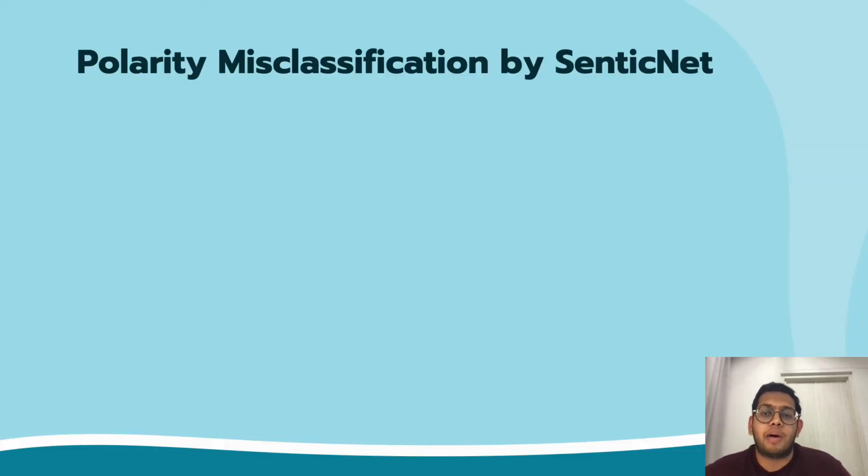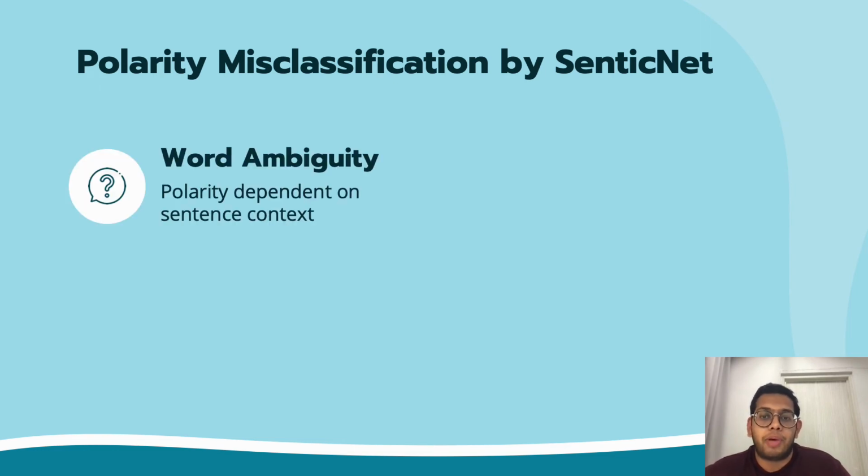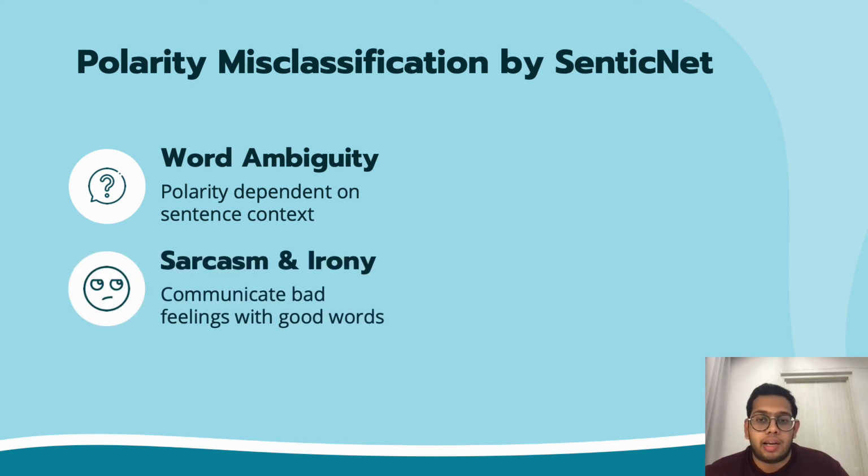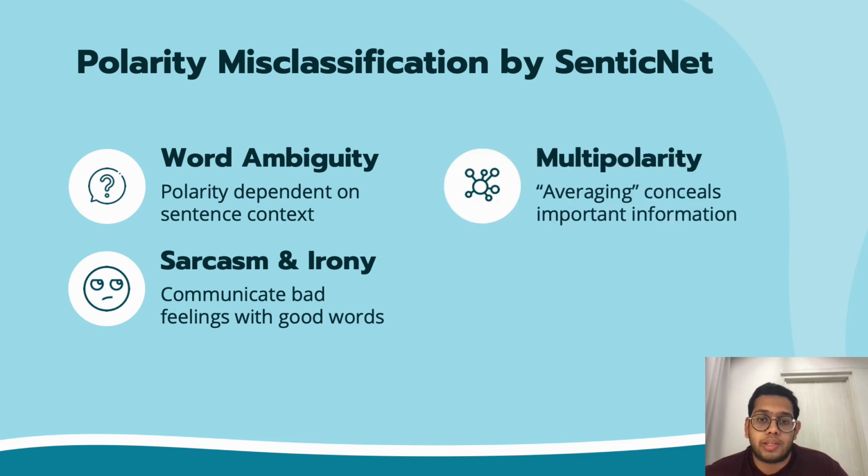Here, I identified some issues due to which SenticNet may have misclassified tweets. First, word ambiguity. The problem of word ambiguity is the impossibility to define polarity in advance because the polarity for some words is strongly dependent on the sentence context. Sarcasm and irony, when bad feelings or negativity is communicated using good or positive words.